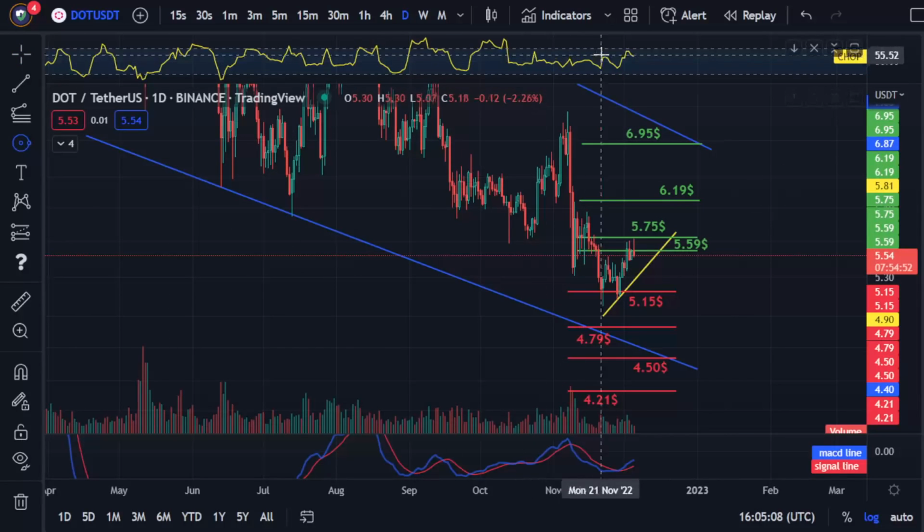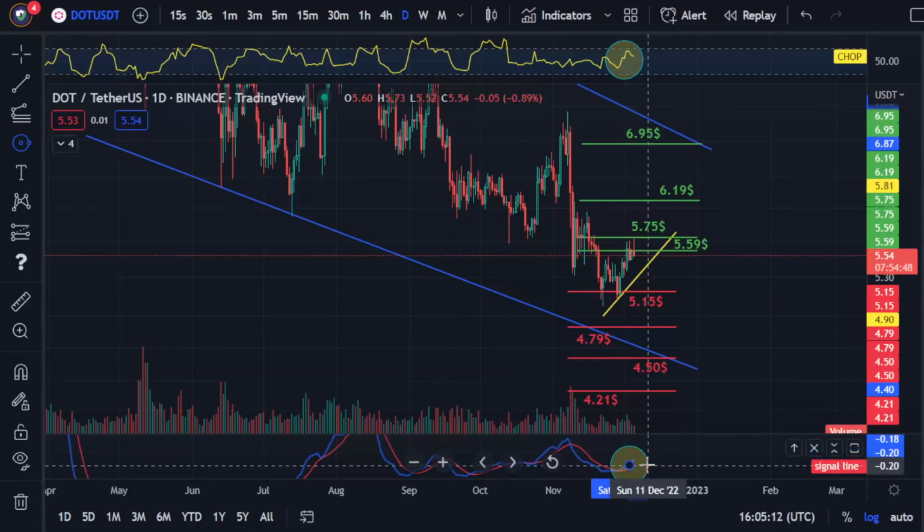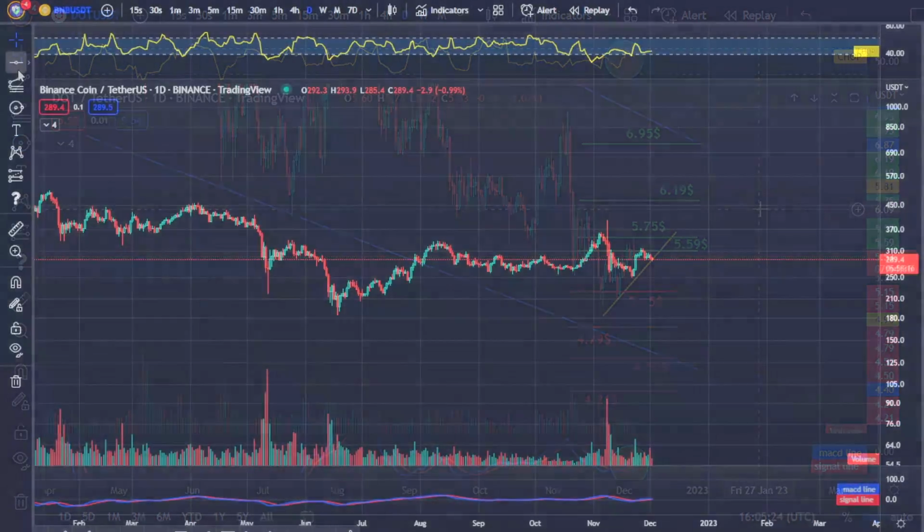Looking at the CHOP index, we see that we have a lot of energy to continue moving, while the MACD indicator indicates that we are in an uptrend.